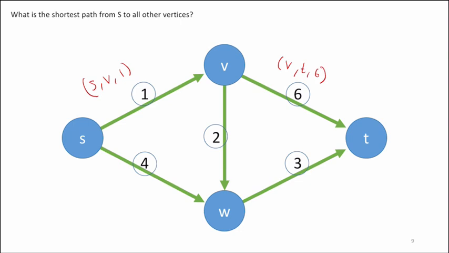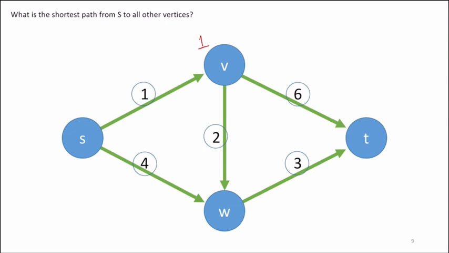So we might ask a question like, what is the shortest path length from S to all other vertices? Well, starting at S, we have two choices for the next vertex we might look at. Looking at the cheaper of those two edges, we could say that the shortest path from S to V is 1. So V has a shortest path length of 1.